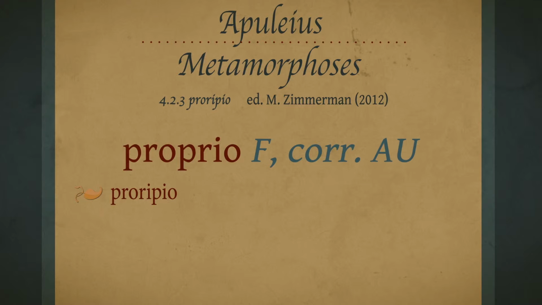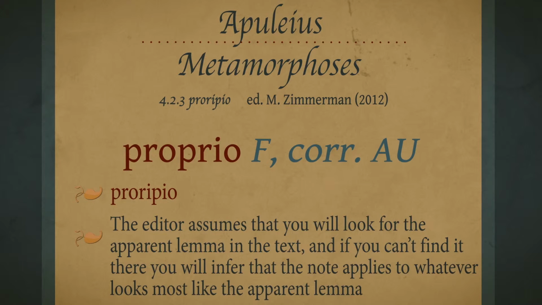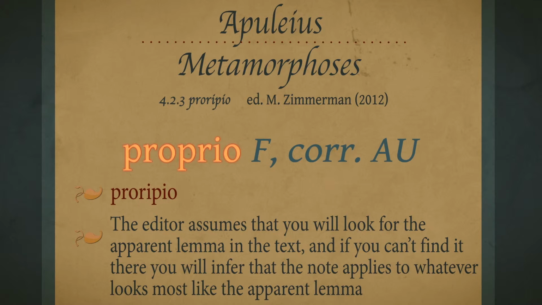This example also illustrates a very common form of apparatus shorthand. The editor assumes that you will look for the apparent lemma, the note's first word in the text, and that if you can't find it there, you'll infer that the note applies to whatever looks most like the apparent lemma. The note tells us that the text's proripio is misspelled as proprio in the manuscript F, which is the archetype of this tradition.